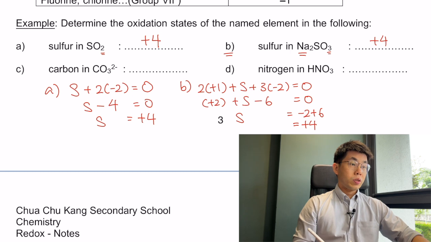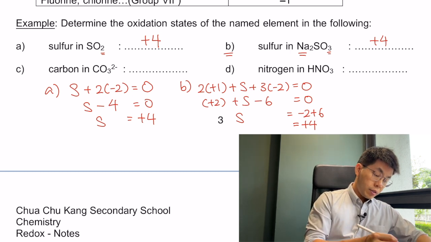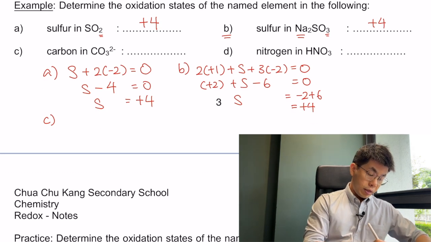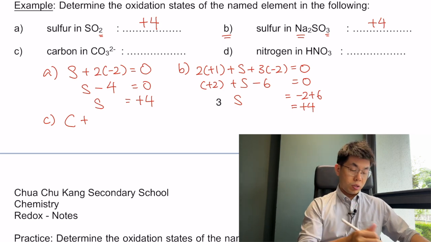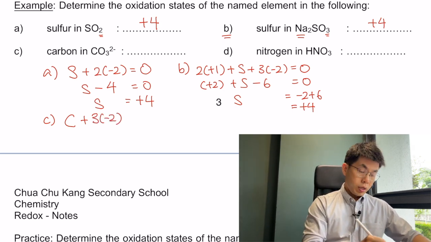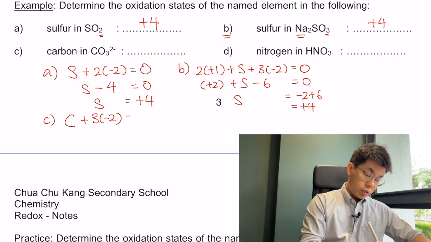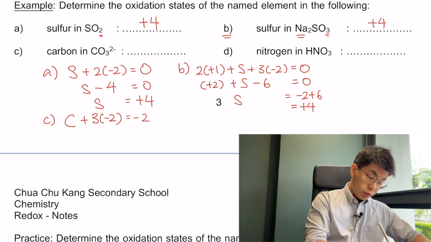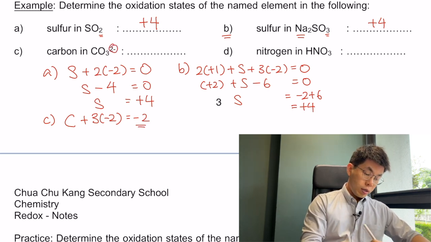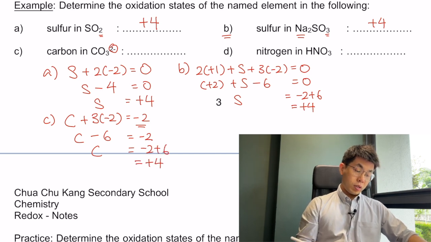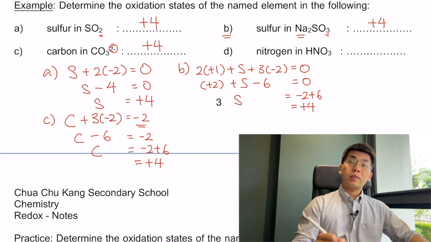Now, let's look at the next question, carbon in carbonate. Let C be carbon, and I have 3 oxygens, so 3 times -2. Because this is no longer a compound, it's an ion, the overall oxidation state will be -2. So C minus 6 equals -2. So C is equal to -2 plus 6, so C over here is a +4 again.